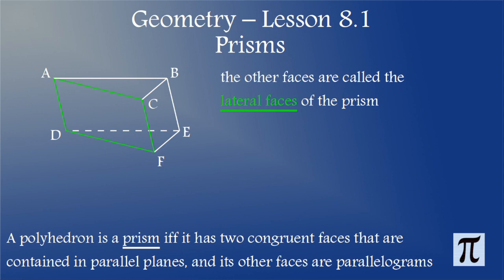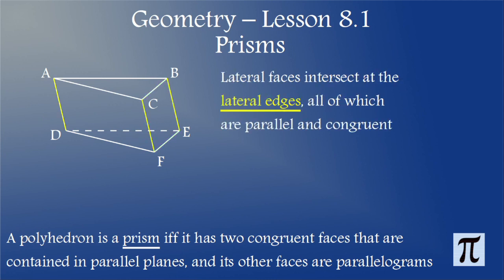So here, the parallelograms ACFD, ABED, and BEFC are the lateral faces. Lateral faces intersect at the lateral edges, all of which are parallel and congruent. So AD, CF, and BE. These three segments are the lateral edges of the prism.